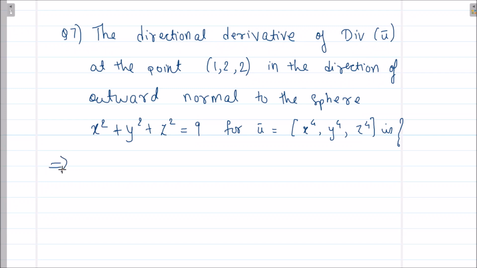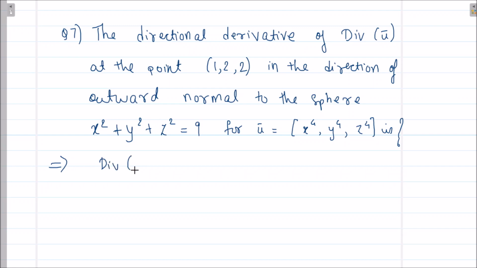Now let us go for the seventh question. So now you have to find the directional derivative of divergence of u. You have to find the directional derivative of which field, the scalar field divergence of u, at the point (1, 2, 2) in the direction of the outward normal vector to the sphere, for u bar equal to this. Okay, so first thing is you have to find the divergence of u.